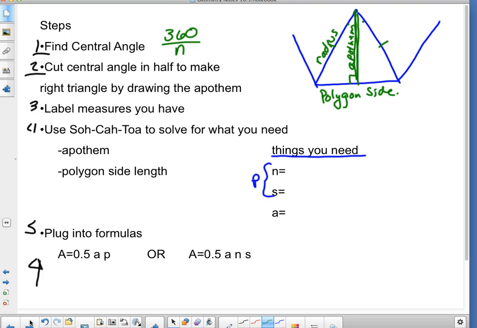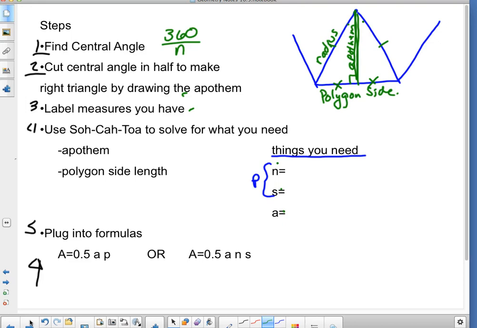Okay, then this side is 2x really, because we cut that side in half. It's equal because that apothem is the perpendicular bisector, or the median, or the altitude. So it's all those things in this triangle on this side here. Now, once I know I've made my right triangle, I label the measures I have, and labeling the measures I have is just N, S, and A. Which ones I got, which ones am I looking for, and then I seek out those ones I need.